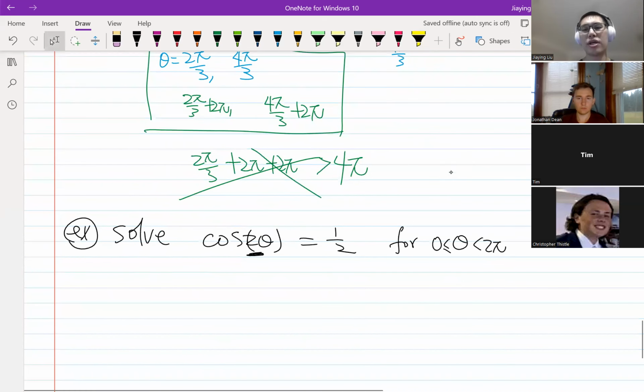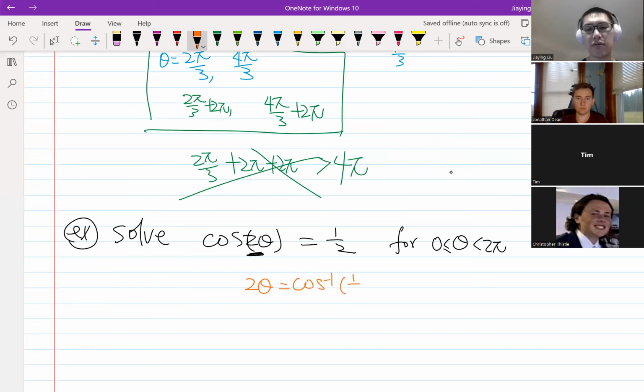So how do we solve this? Well, the way I solve it is first I look at, okay, I know that theta is from 0 to 2 pi, but when I take the inverse cosine, I get 2 theta is equal to inverse cosine of 1/2. So I end up solving for 2 theta first and then solve for theta, right? If theta is from 0 to 2 pi, what about 2 theta? If we multiply everything by 2, 2 theta must be from 0 to 4 pi. That would be an important condition to keep in mind.